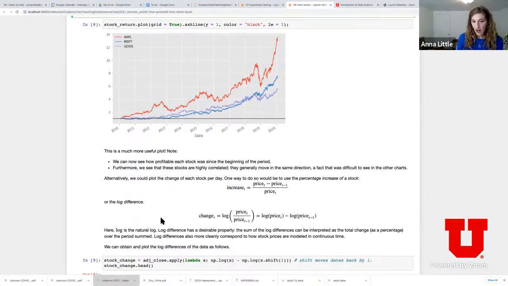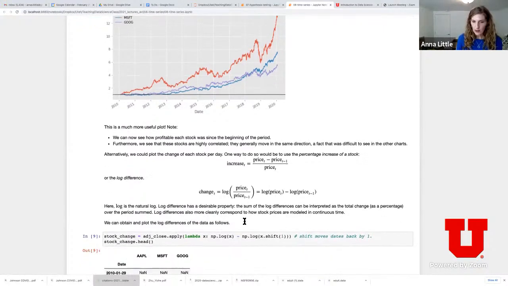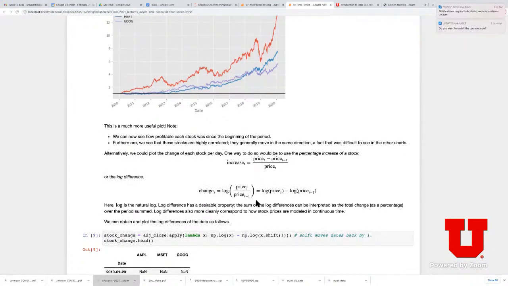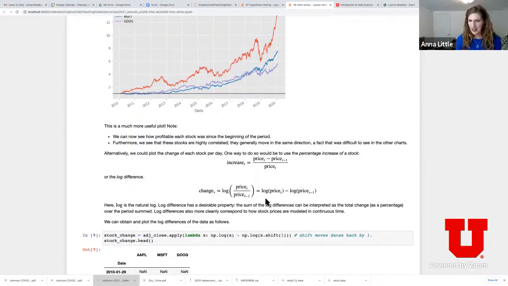Or you could look at the log difference. So you could define the change at time t as the log of the price at time t over the price at time t minus 1. And using those lovely properties of logs that hopefully you all learned in, I guess, pre-calculus, you get the difference of the logs. Okay, so this has a nice property.